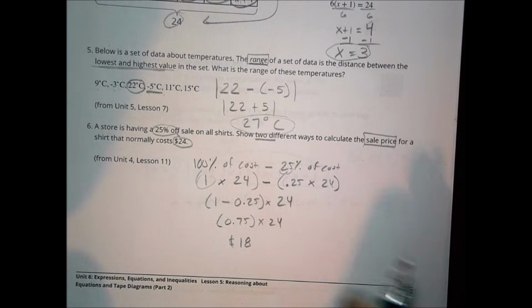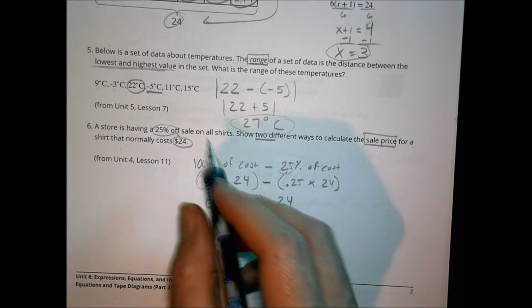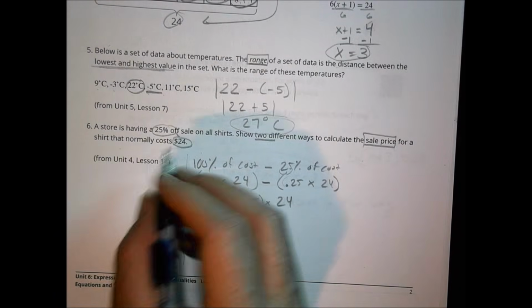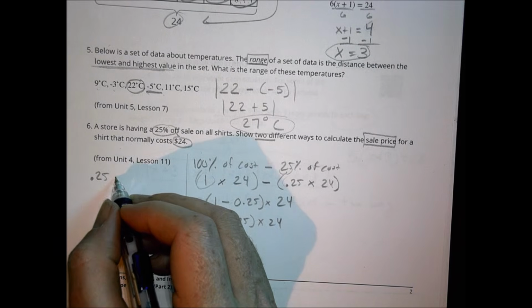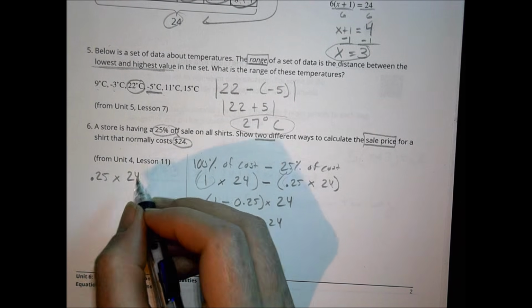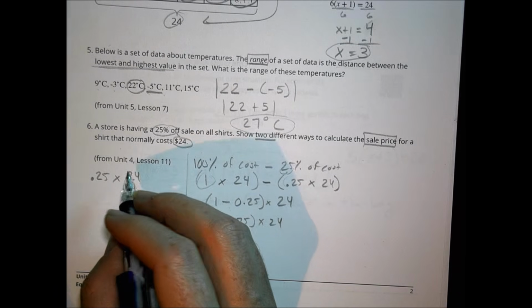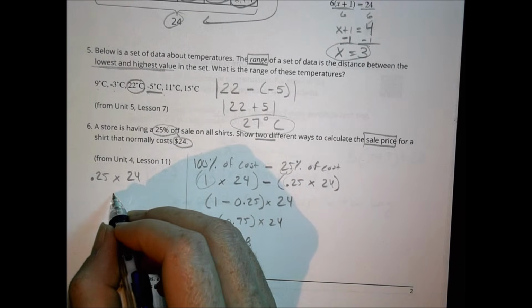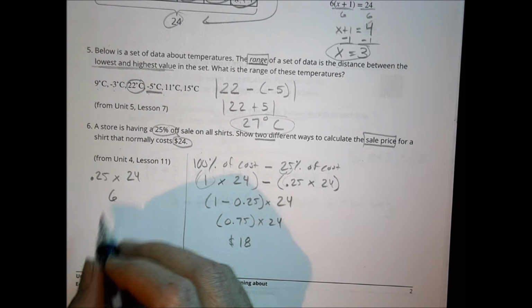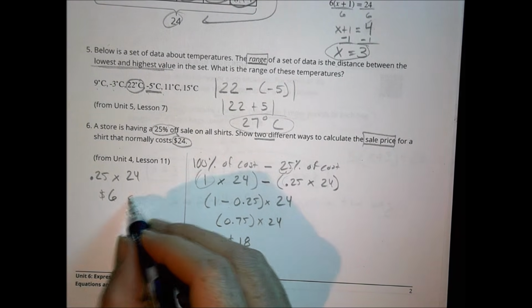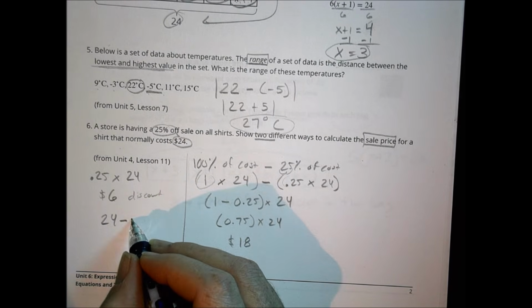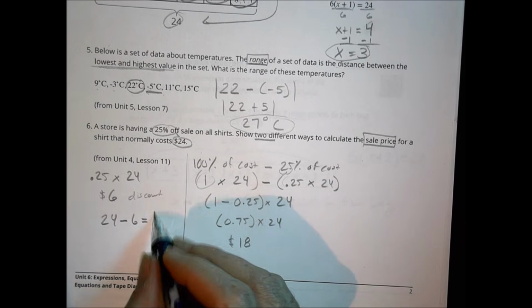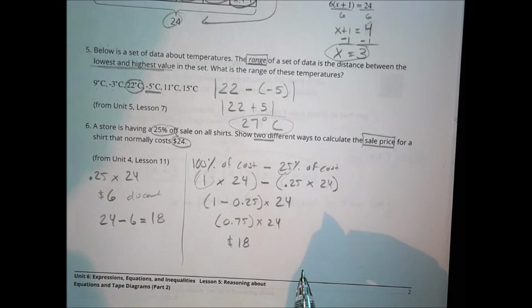That was one way that we did it when we did this same type of problem earlier. Another way is to say, well, 25%, so 0.25, of the initial price of $24 is going to be $6. That's going to be our discount, our savings. Then we do the original minus the discount to find our sale price, which is 18. Both methods work, it just depends on which way you want to do it.